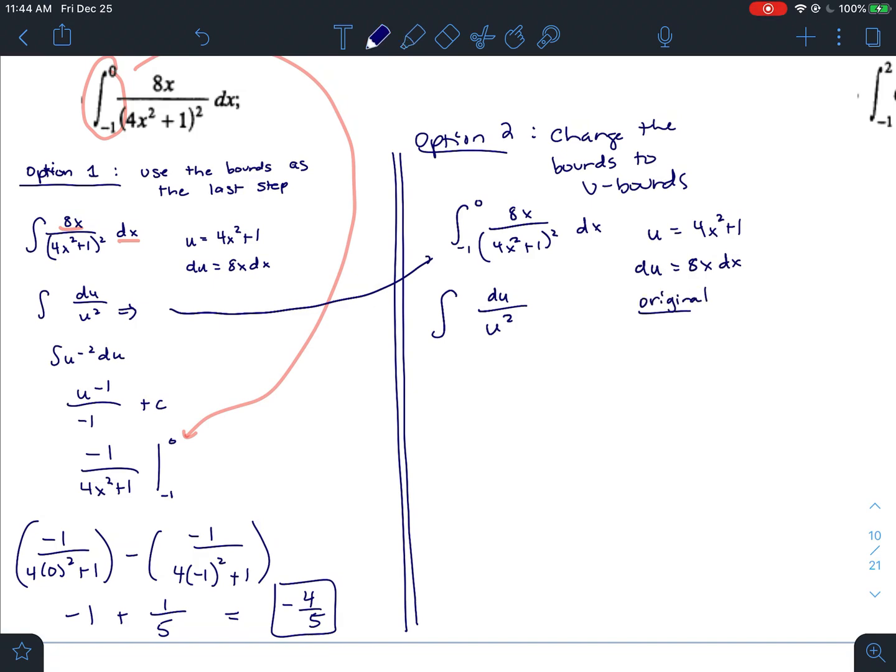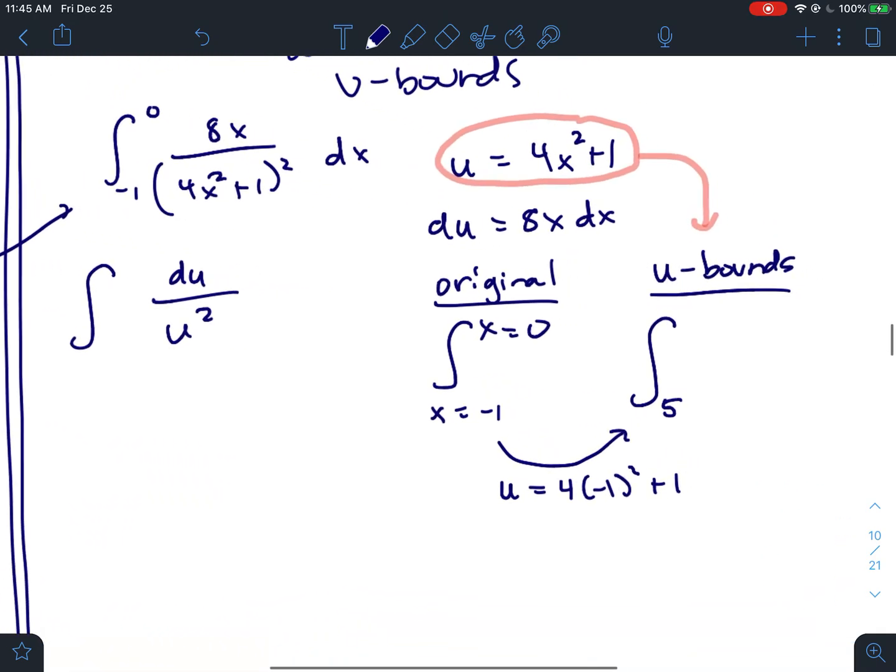So the original bounds were x bounds. So we have x equals negative 1, and we have x equals 0. And now we're going to change them to u bounds. And so we need this relationship right here: u is equal to 4x squared plus 1. So to change x equals negative 1 into a u bound, we have u equals 4 times negative 1 squared plus 1. So that u bound is going to become 5.